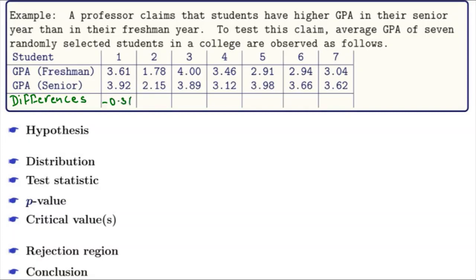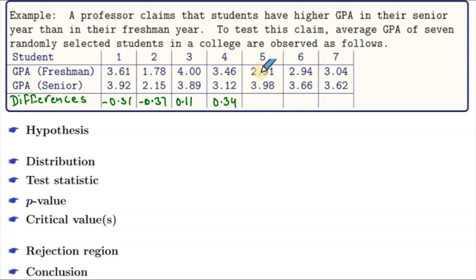Next, we have 1.78 minus 2.15. That comes out to be negative 0.37. Next, we have 4 minus 3.89, which is 0.11. Next, we have 3.46 minus 3.12. We get 0.34.